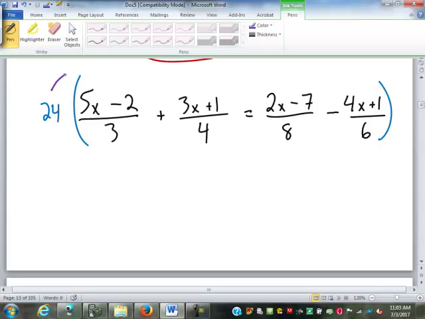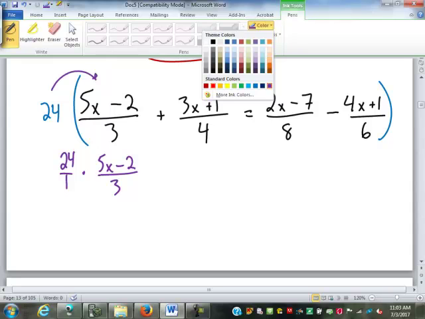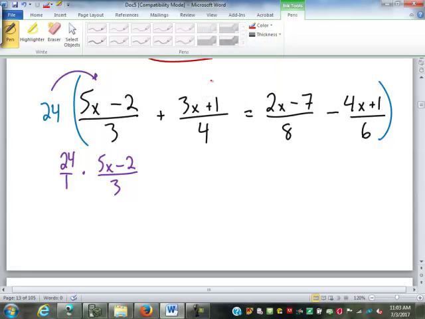So now we're going to do 24. Make it 24 over 1 times the 5x minus 2 over 3. What do we do with that? Cross cancel 24 and 3. 24 and 3 would give me 1 and 8, right? So now 8 times 5x is 40x, and 8 times negative 2 is negative 16. Good.